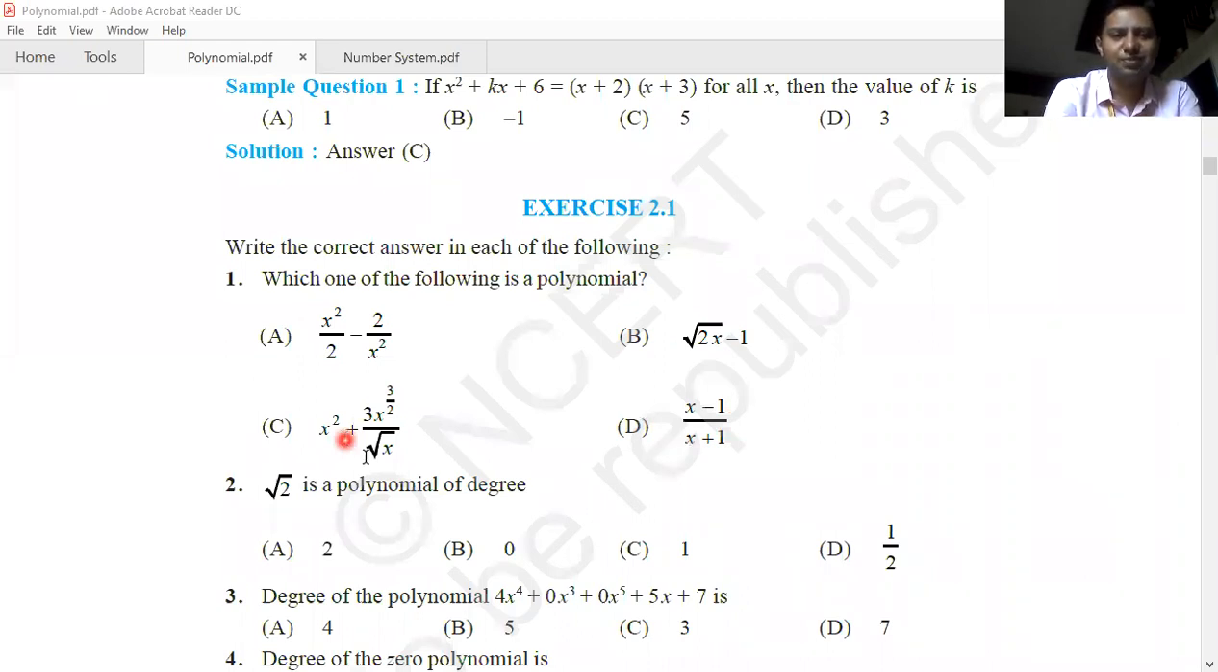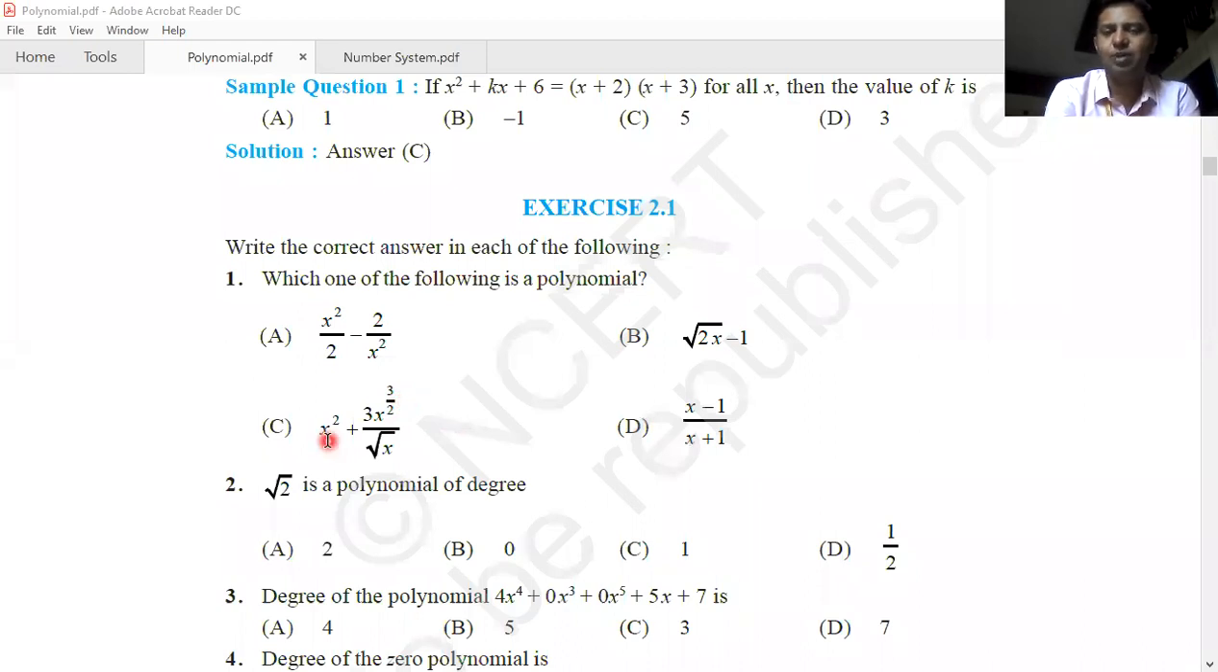Last one is C. So here we have root x. If I take this root x to the numerator, that will be x raised to power minus 1 by 2. And x raised to power 3 by 2 into x raised to power minus 1 by 2 will become x. 3 by 2 is 1.5, 1 by 2 is 0.5. If I subtract 0.5 from 1.5, we're left with 1 only. So 3x to power 3 by 2 upon root x will become 3x. So the final will be x squared plus 3x.